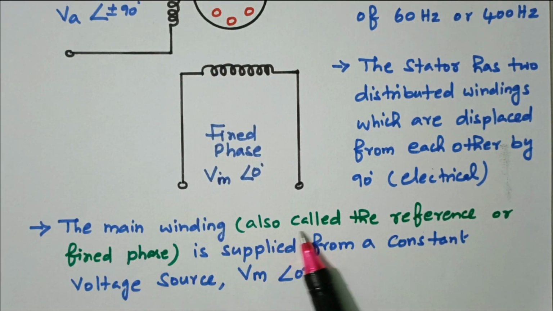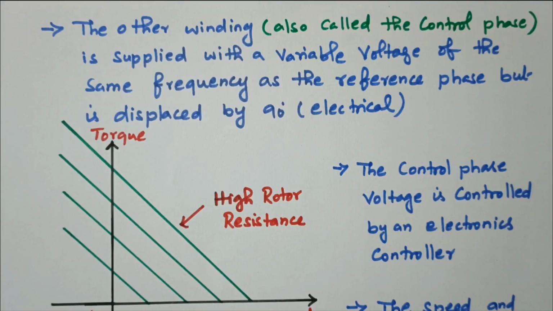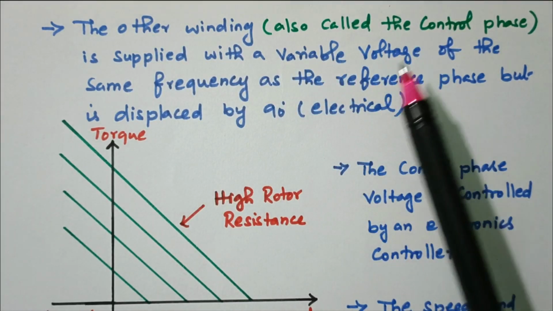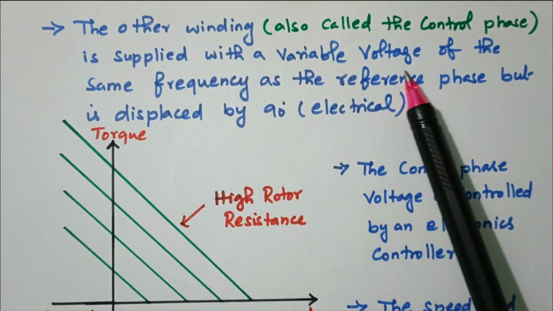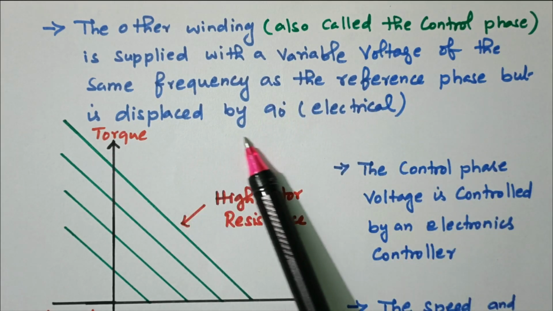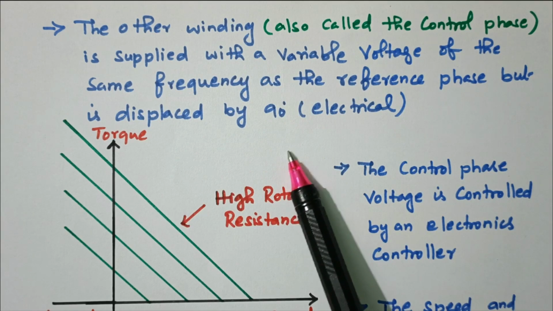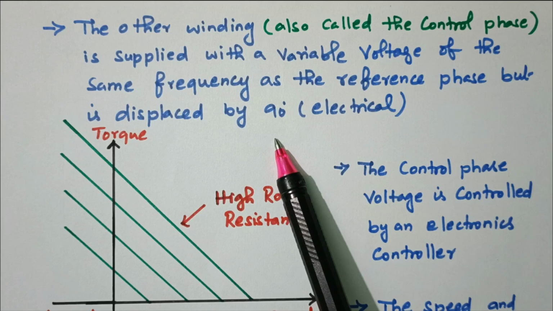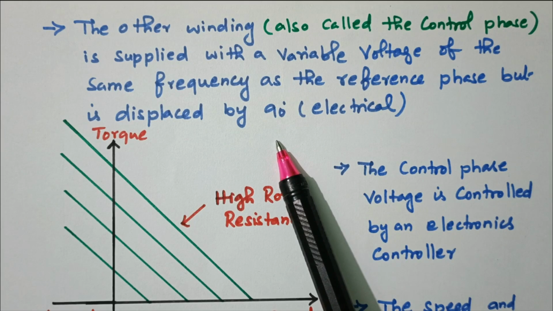The main winding, also called the reference or fixed winding, is supplied from a constant voltage source Vm with an angle of 0 degrees. Now we will see the other winding. The other winding, also called the control phase, is supplied with a variable voltage of the same frequency as the reference phase, but is displaced by 90 degrees electrical. So there is a phase difference of 90 degrees between the control phase and the fixed phase, so that we are getting position or speed control for any small change in voltage or current.